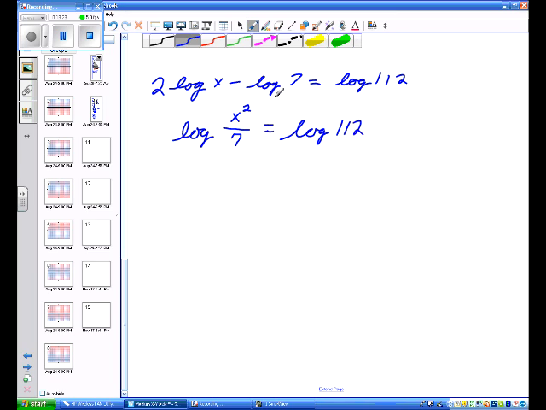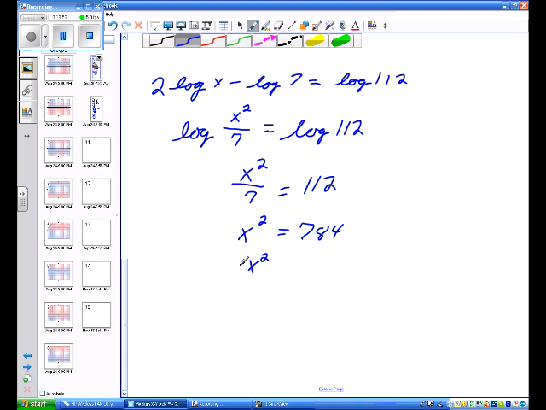I just went back and condensed that side. So it's the difference of 2 logs, so that's the log of a quotient. And then we had a power times the log, so that's the log of a power. So now we have 2 logs equal, therefore our numbers have to equal. So x squared divided by 7 equals 1/12. We can multiply both sides by 7 and get 784.